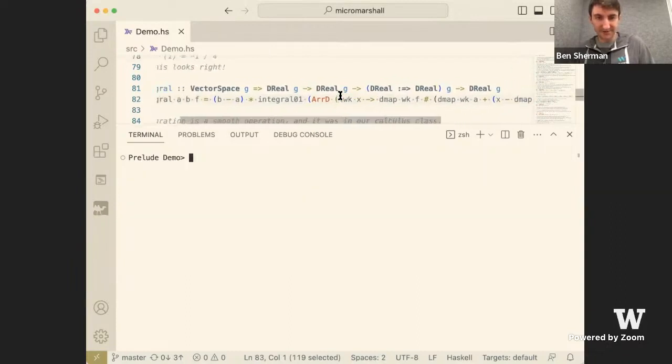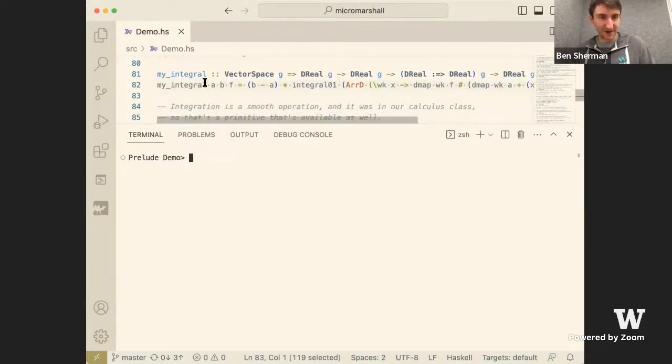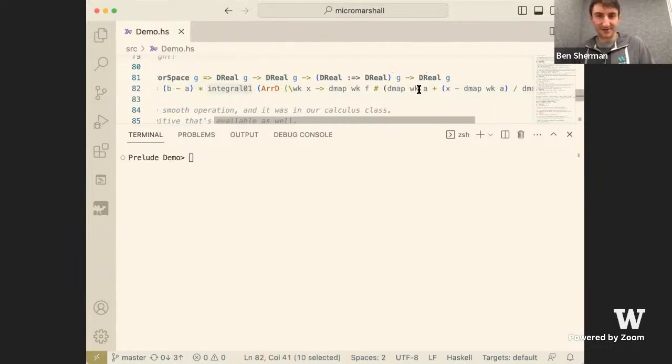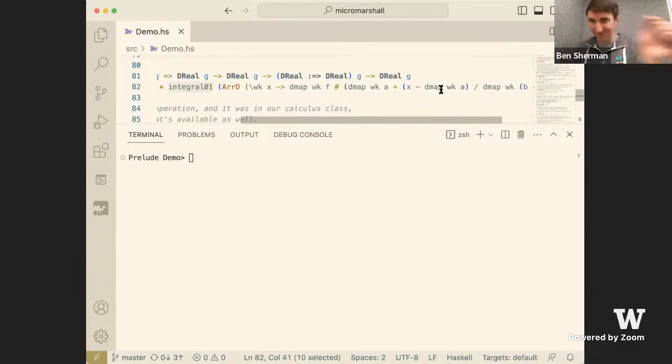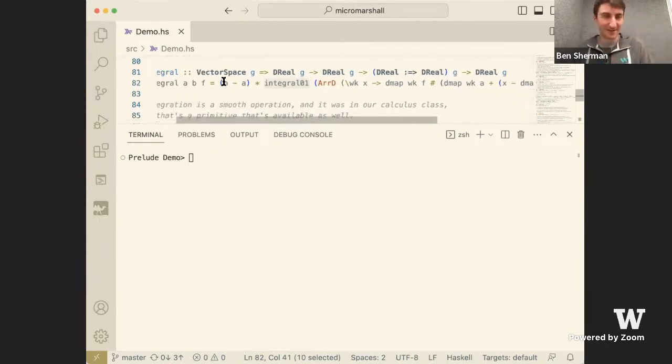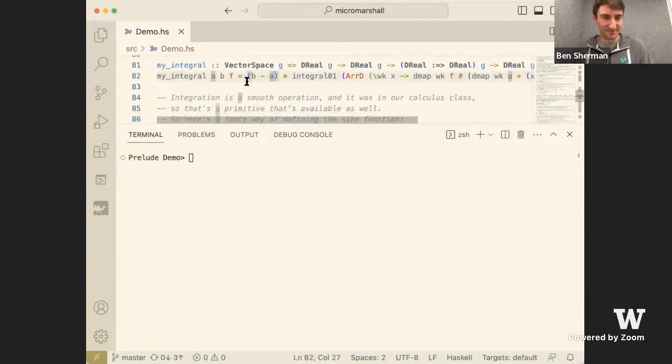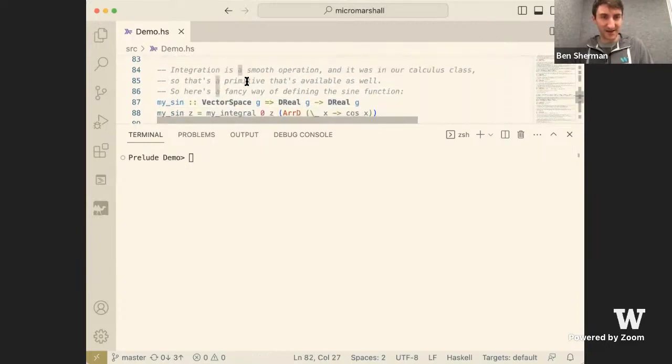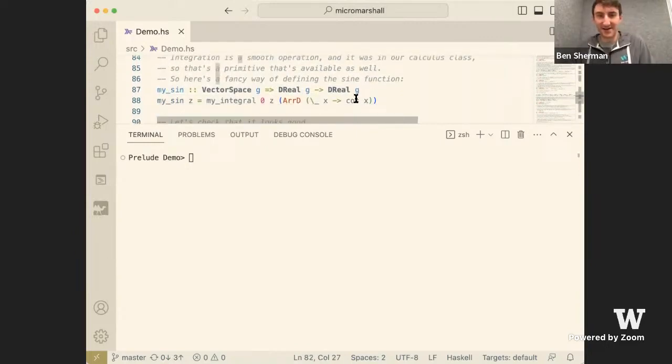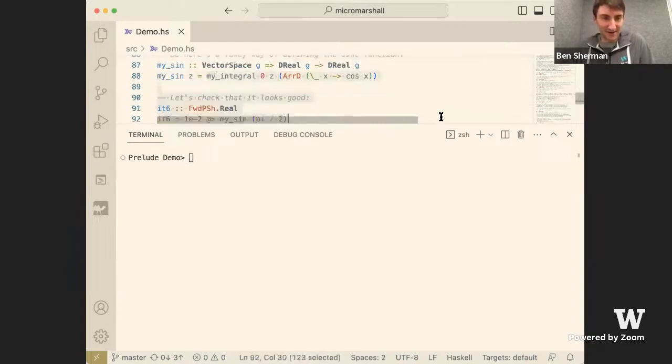I just have this up here, my integral function. It uses that integral 0 to 1, but rescales the inputs to go between a and b, and then multiplies the result by b minus a. So we can use that, and using cosine, I can define sine. So I'll just do that.